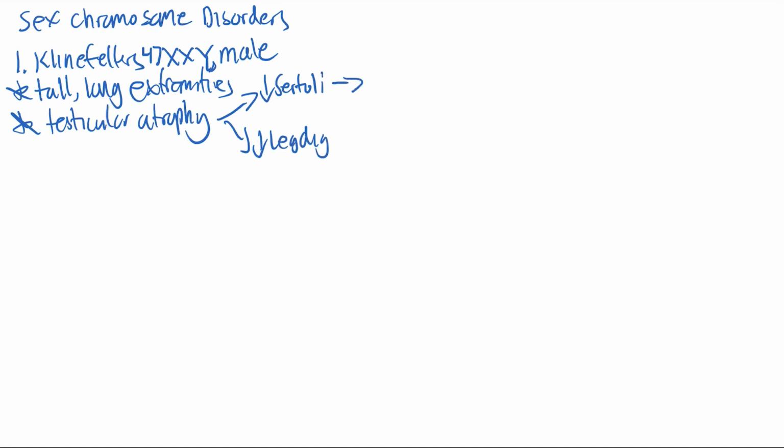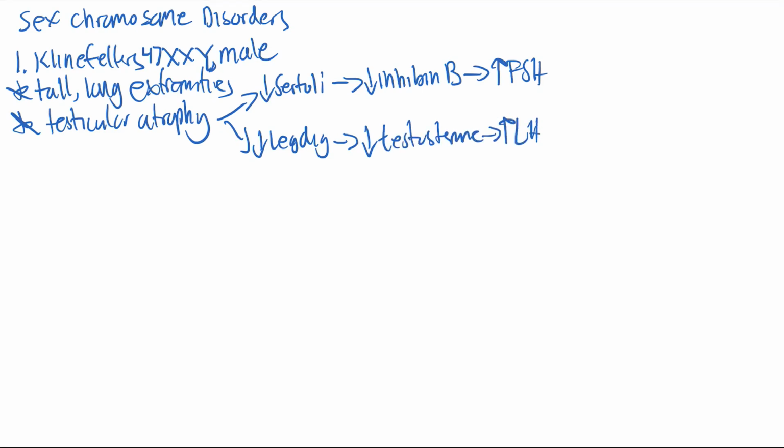Now, do you remember what hormones Sertoli cells normally make? They normally make, remember that kind of detail one, inhibin B. Remember what inhibin B does? It normally blocks FSH. So you're actually going to increase the FSH. And now let's look at Leydig cells. There's decreased testosterone, and so LH goes up, and LH will stimulate estrogen because LH stimulates both androgens as well as estrogen.